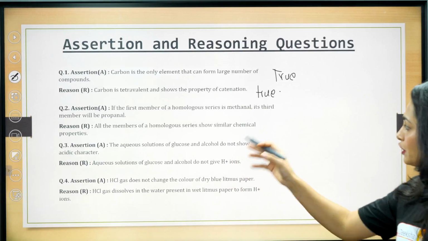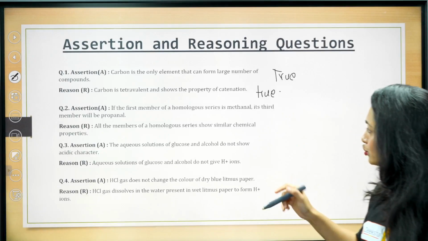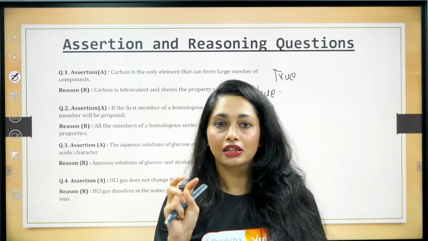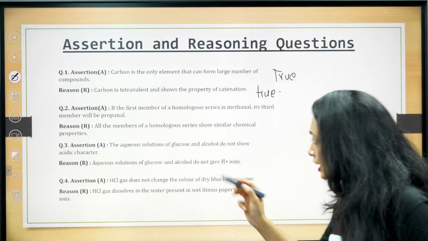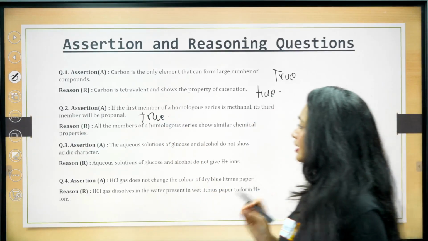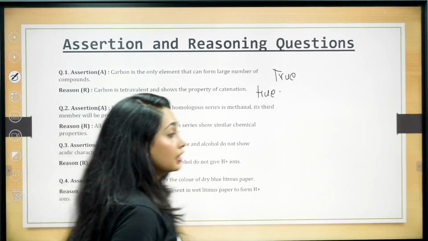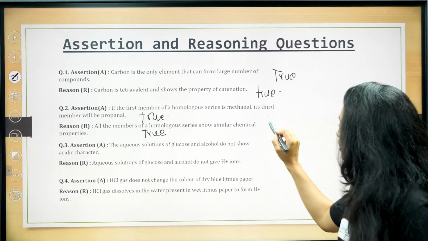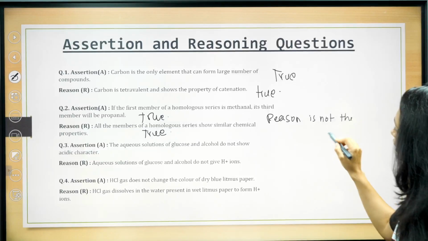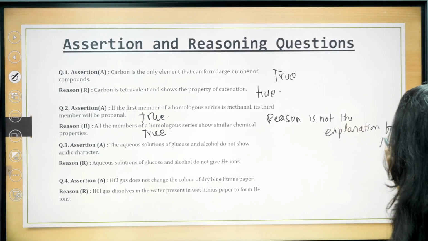Next, assertion: the first member of homologous series is methanol. Its third member will be propanol. Is that true? Methanol. So meth means one carbon atom. Second one, ethanol. Third one, propanol in the homologous series. This is true. Next reason: all the members of a homologous series show similar chemical properties. Is that true? Yes, this is also true. But reason is not the correct explanation for assertion.